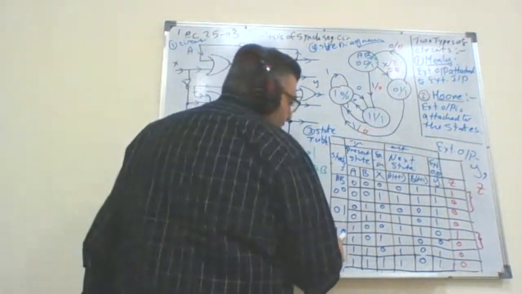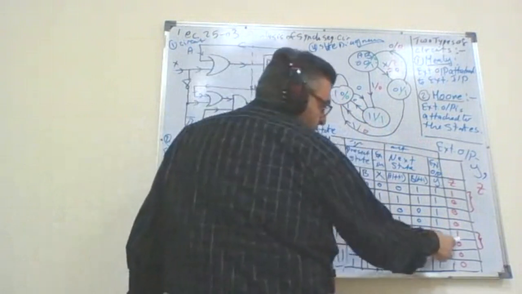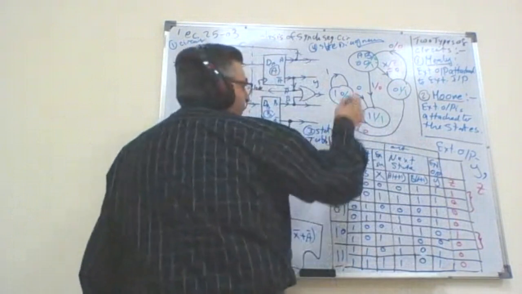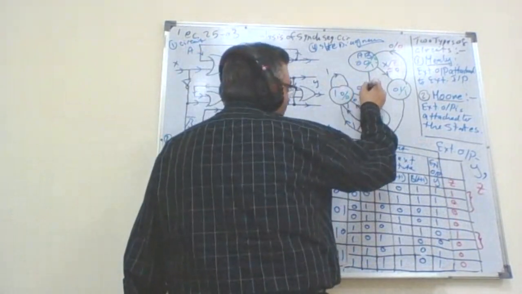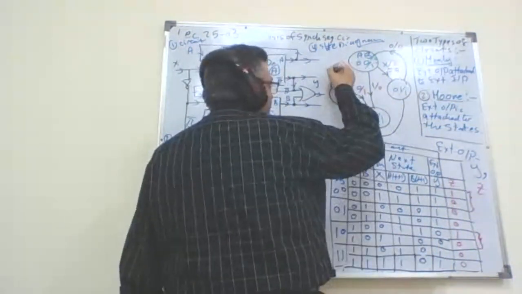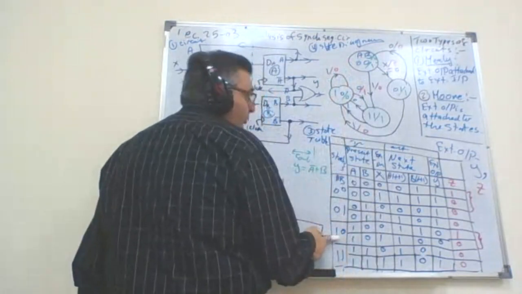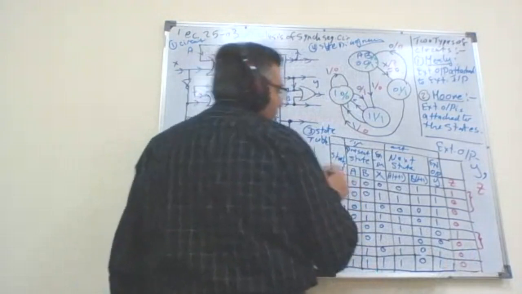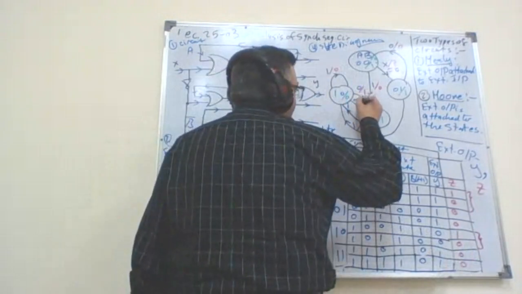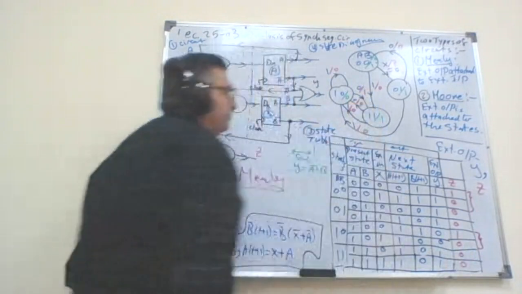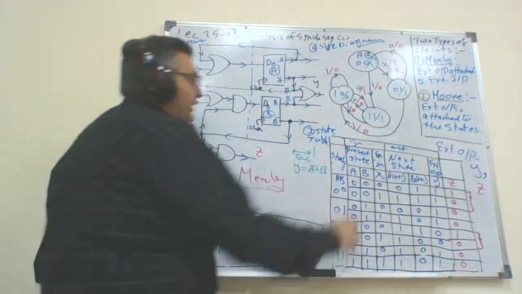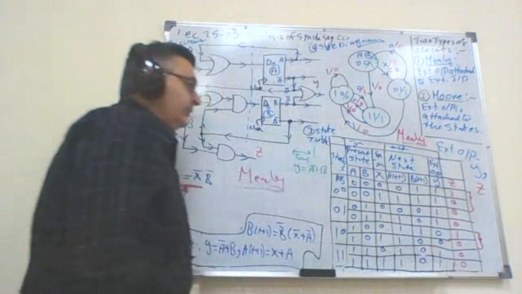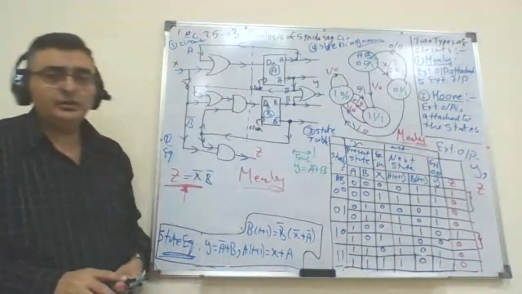1 0, again X 0, Z 1. For this, X 0 is Z 1, X 1 is Z 0 for 1 0. Then 1 1, both are Z equals 0. So slash 0, slash 0. So now I have a Mealy state diagram and the Mealy circuit, and everything is Mealy.